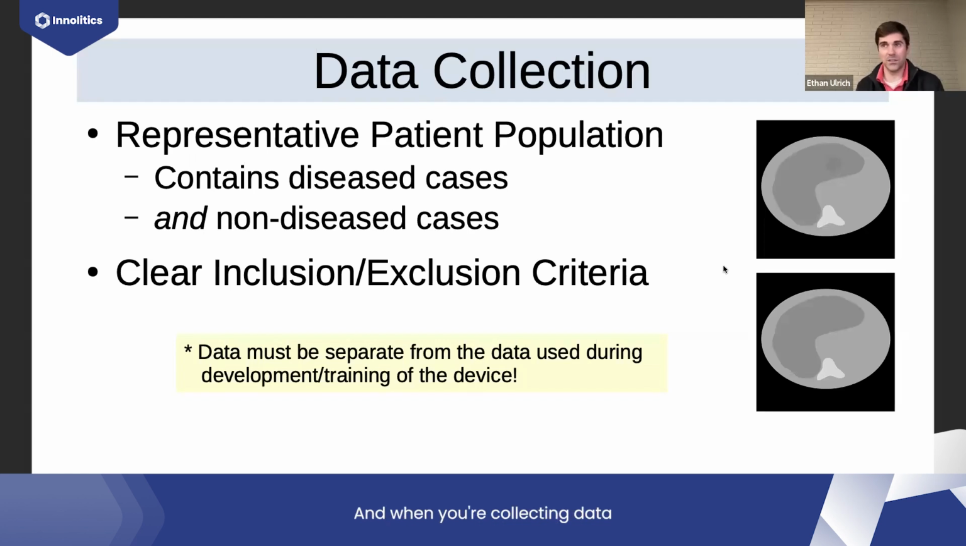And when you're collecting data, it's good, early as part of your protocol, to establish inclusion and exclusion criteria to explain what types of patients will be included, and certain situations that would exclude them from the study.